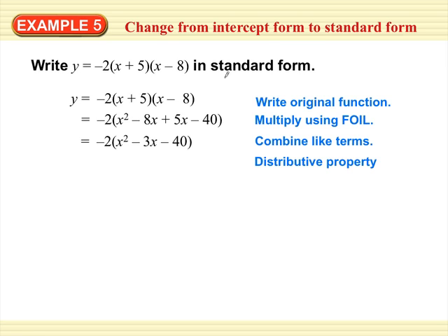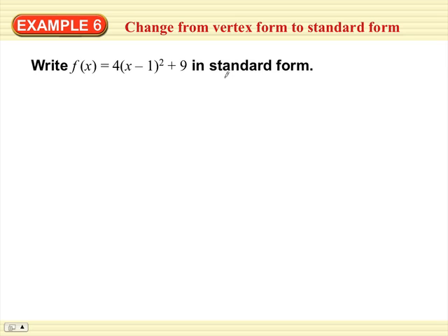We're also going to change forms for right here. Vertex to standard. People miss these more than they do the other one. Okay? Why? Because what do you do right here? People try a shortcut, and there is a shortcut, but people will use the shortcut when they shouldn't use the shortcut.